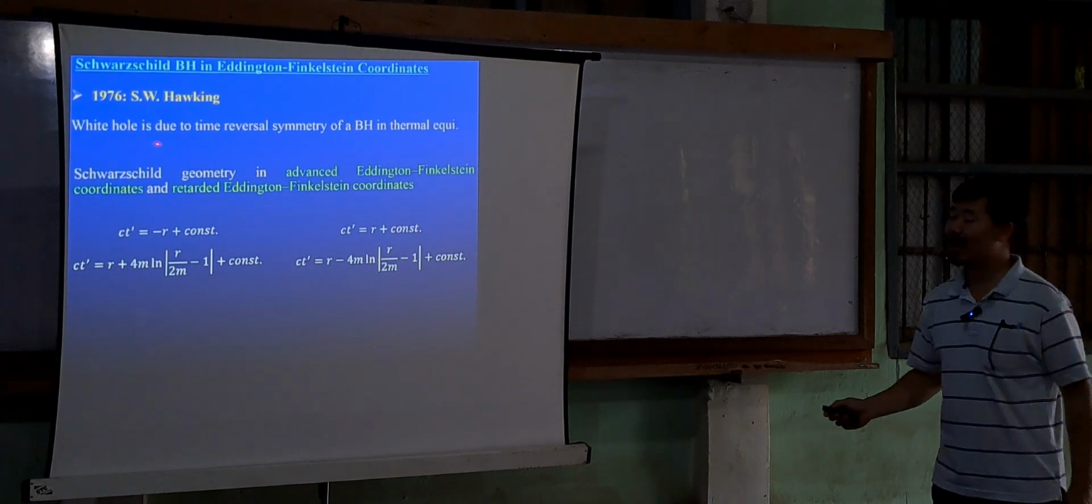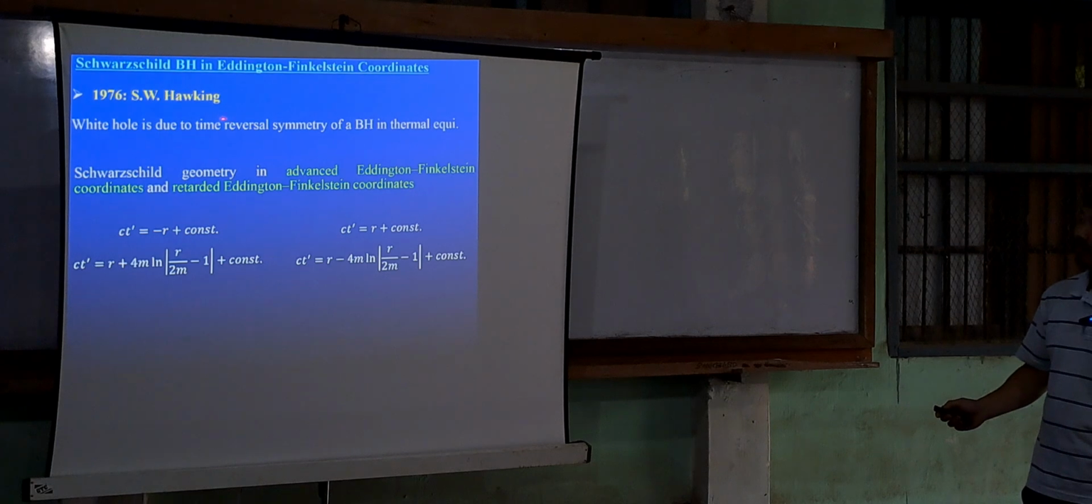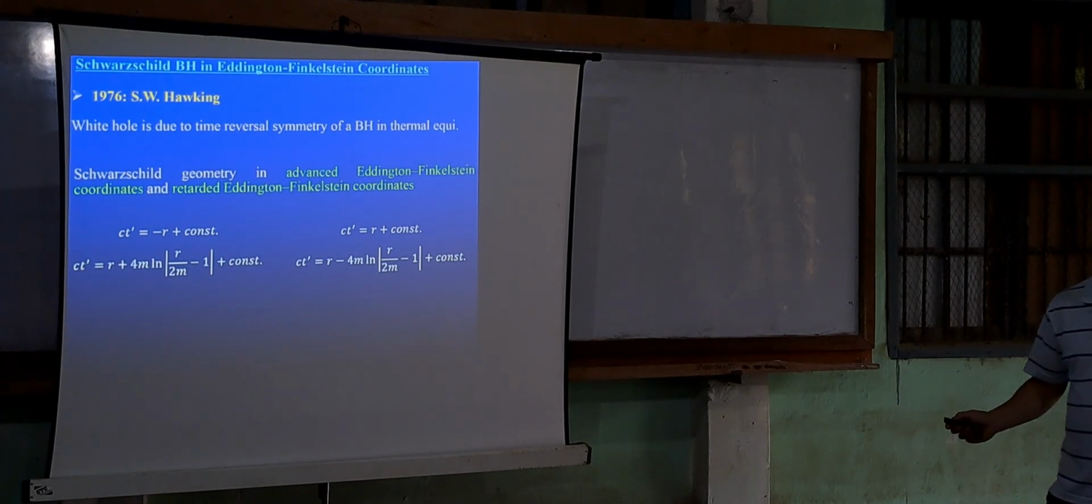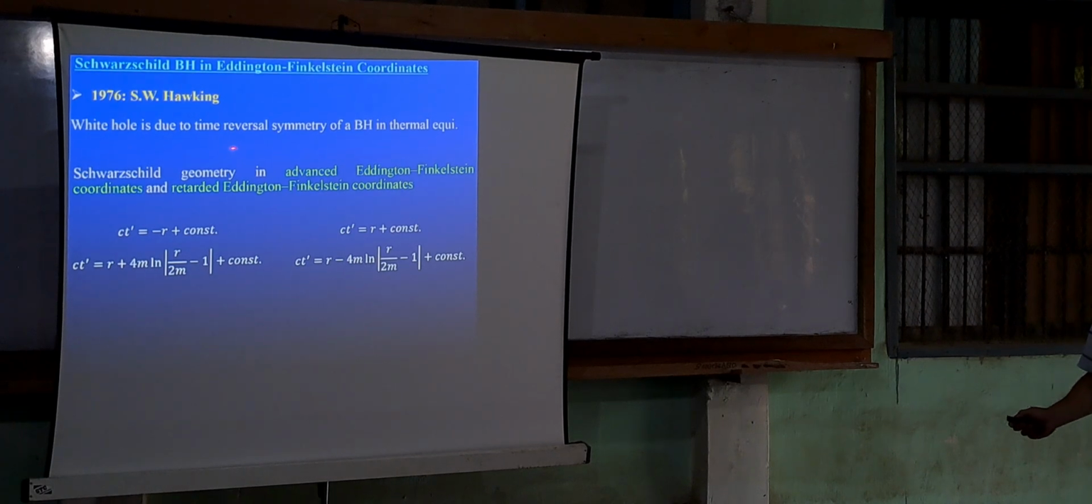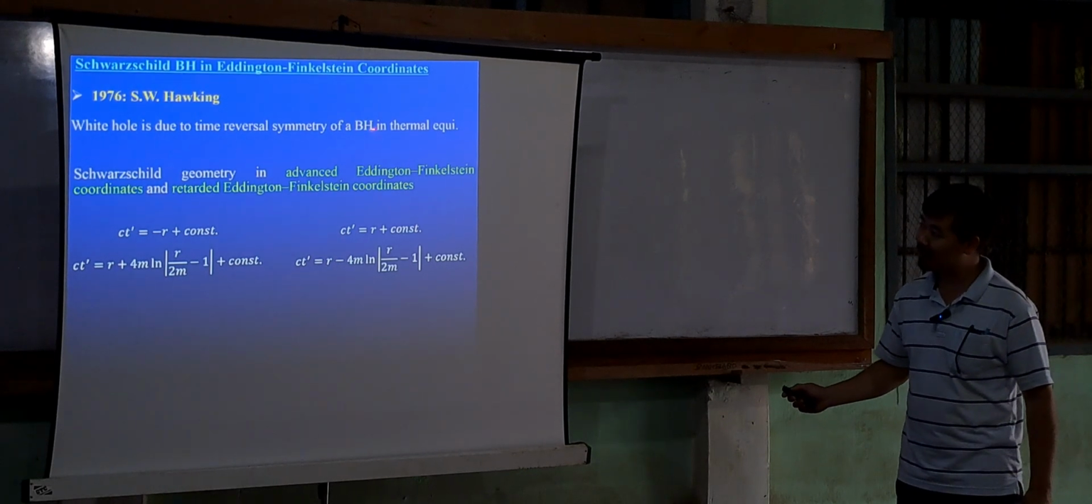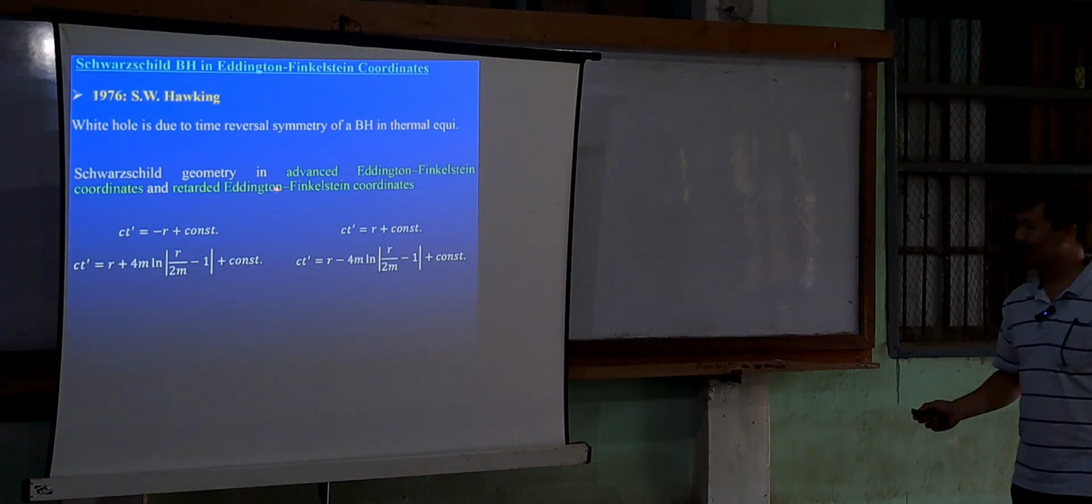And how white holes may be formed, we did a lot of mathematics there, but how they may form was proposed by Stephen Hawking. It might be a black hole in thermal equilibrium due to time symmetry. You can reverse the time, and if you have a thermal equilibrium, then it may behave like a white hole. It's again theory as of now, not yet observed.